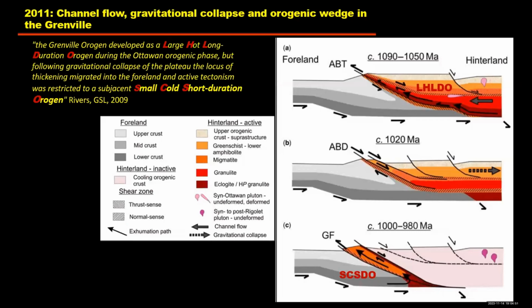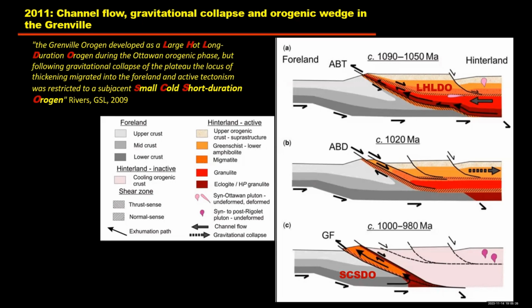When I started to study the Grenville orogen, it was in 2011, and Toby Rivers had just published that amazing story proposing that the Grenville orogen was similar to what we consider a large, hot, long-duration orogen, similar to the Himalayas, with periods of channel flow, especially in the first part of the Grenvillian orogeny between 1090 and 1050 Ma, which is called the Ottawan phase of the Grenvillian orogeny.